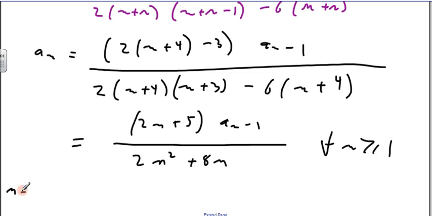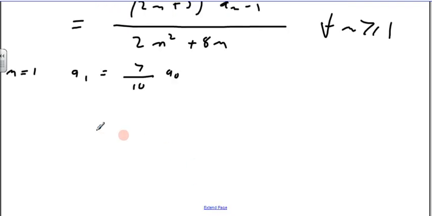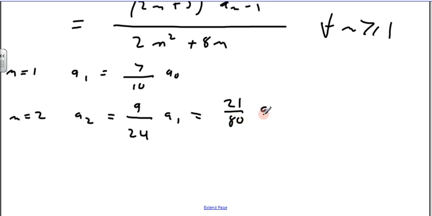Okay, so I'm going to look at n is equal to 1. a_0 is arbitrary, so a_1 is going to be 7 divided by 10 a_0. And n is equal to 2, and a_2 is going to be 9 divided by, 4 times 2 is 8, 8 plus another 16, 24, times a_1, which is going to be 21 over 80 a_0.